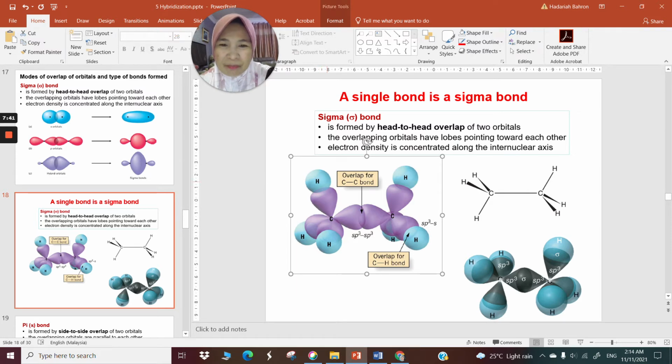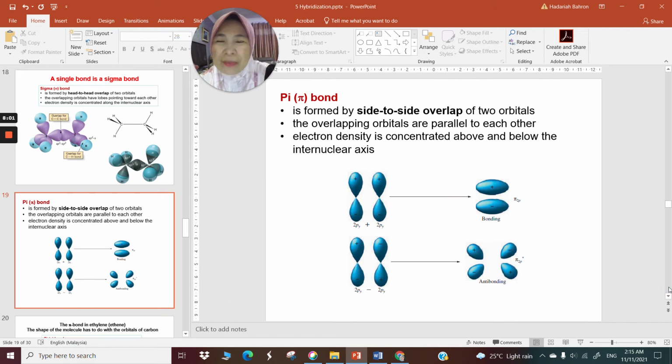One, there's one here, 2, and then 3, and the fourth one between the two carbons, and then 3 more on the right. So that is 4 plus 3, 7 sigma bonds. Right, let's have a look at pi bond. Everybody has heard about pi bond. Pi bond is formed also through overlap, but a different mode of overlap.